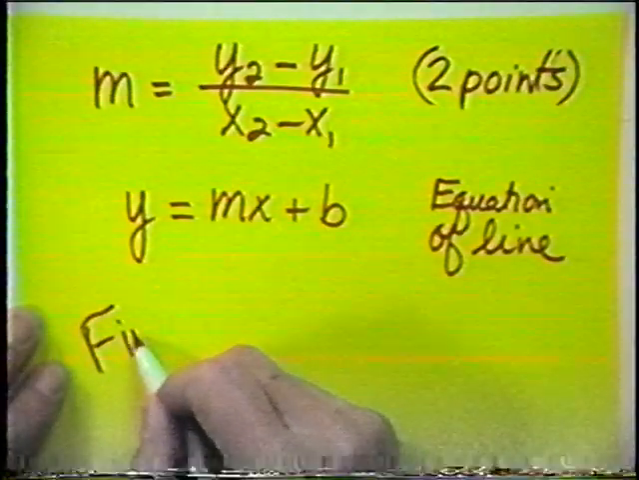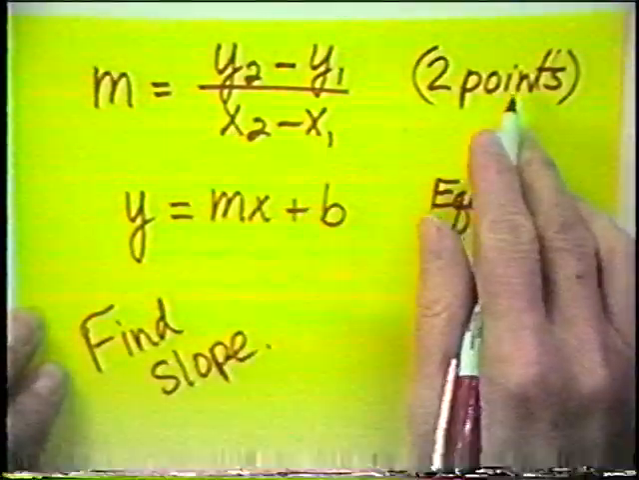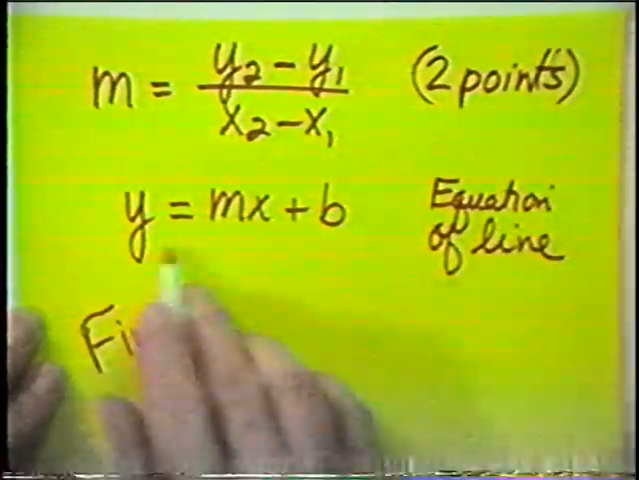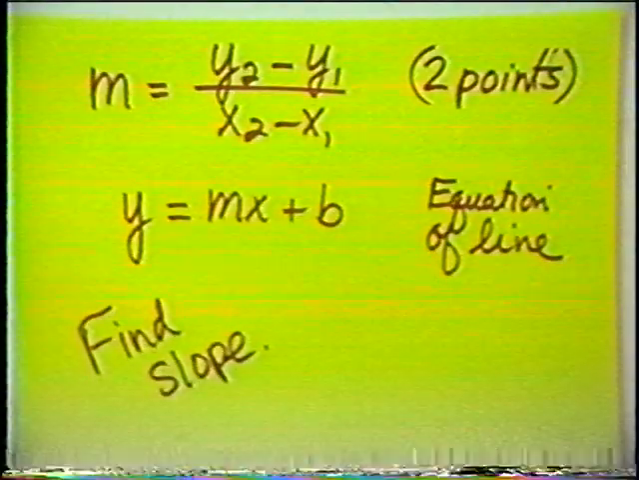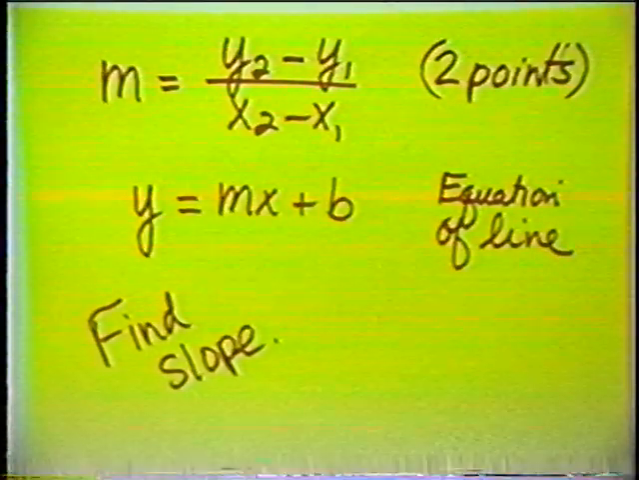So to find the slope, if you're given 2 points, you'd have to do this, and if you're given an equation of a line, you'd have to do that. If you're given the slope, then you just start right out with it. This is when you don't know the slope.